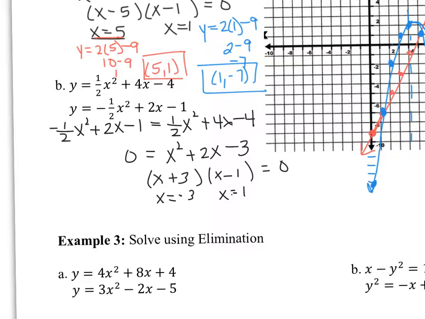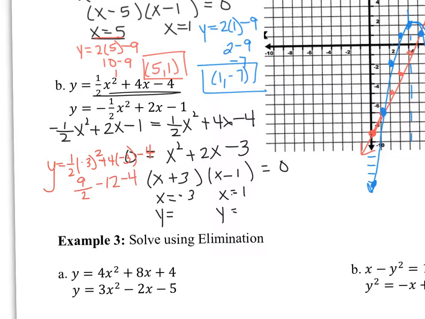So now I have to take these solutions to find my y values. So to find my y values, I just take my answer and I plug it into any equation that I want. So since this one has no negatives, I'm going to plug it into that one. So y equals 1/2 times negative 3 squared plus 4 times negative 3 minus 4. So negative 3 squared is 9, so I have 9 over 2 minus 12 minus 4. So 9 over 2, negative 12 and negative 4 make negative 16. So now I've got to find a common denominator, which is 2. So now I have 9 over 2 minus 32 over 2. So 9 minus 32 is what? Negative 23 over 2.